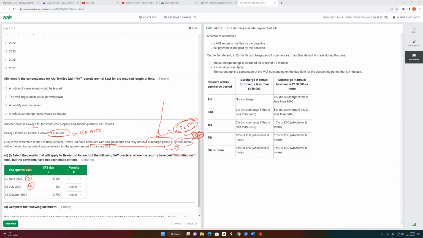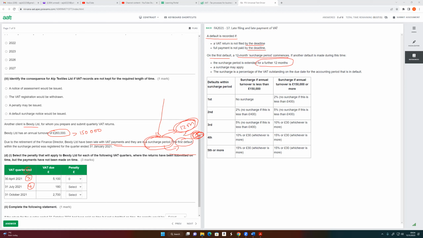So it says a default is recorded if a VAT return is not filed by the deadline or the full payment is not paid by the deadline, both. On the first default, a 12-month surcharge period is commenced. So this is already started, the surcharge period. That's my first default. If another default is made during the time, the surcharge period is extended for a further 12 months.